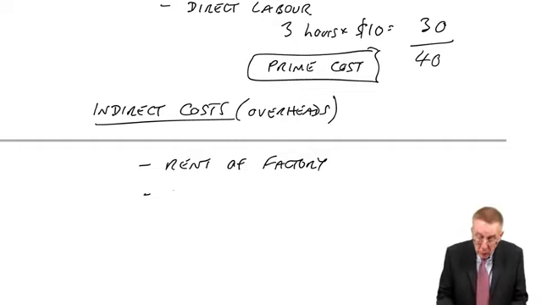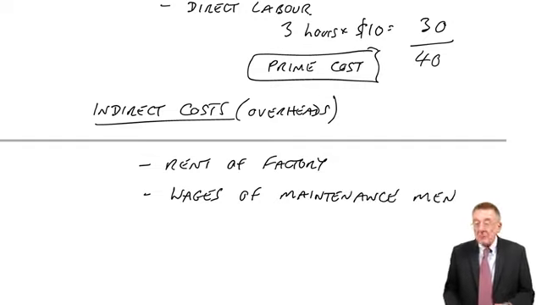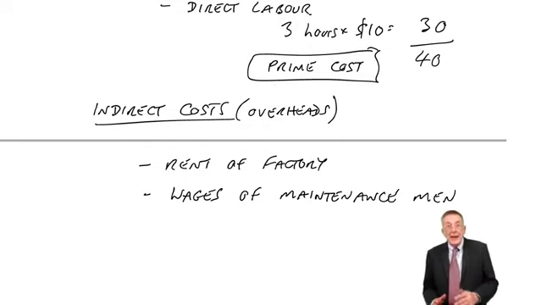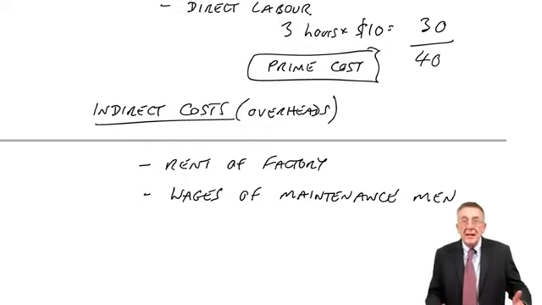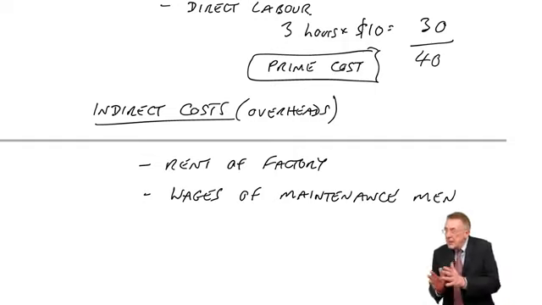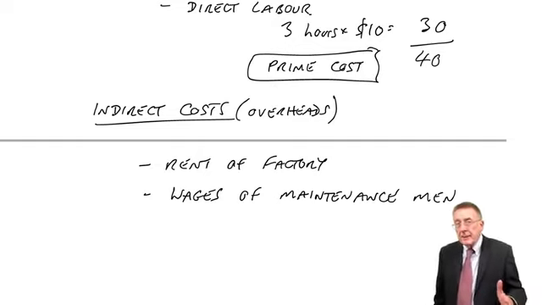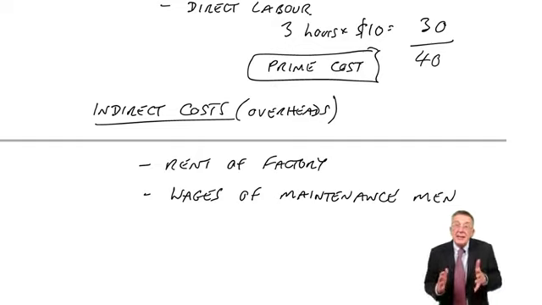Or what about this? The wages of maintenance men or women. The maintenance, it's their job to maintain and repair the machines that we use in the factory. It is wages, so it is labour, but they're not actually making anything. But it is a production cost. Well, it's an indirect cost or an overhead.